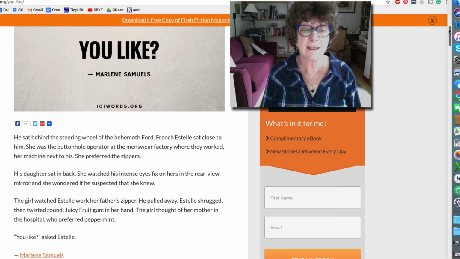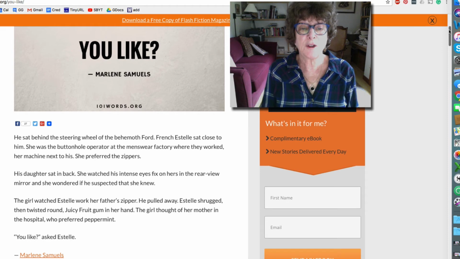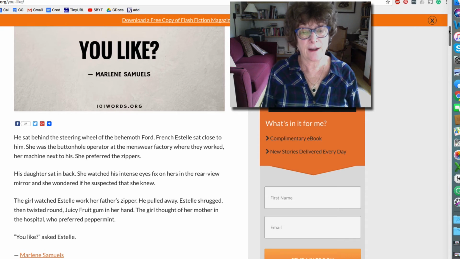And that distance allows her to pick out these details about Estelle and her father's eyes, and Estelle working the zipper, and Estelle preferring zippers, although she's a buttonhole operator. In the garment industry, I think that was often a very used sexual innuendo about women. The father's eyes are intense. The omniscient narrator knows that the father is pulling away, that Estelle shrugs. The daughter might be seeing all of this too, but what matters most is that her daughter saw the eyes lock in the rearview mirror.